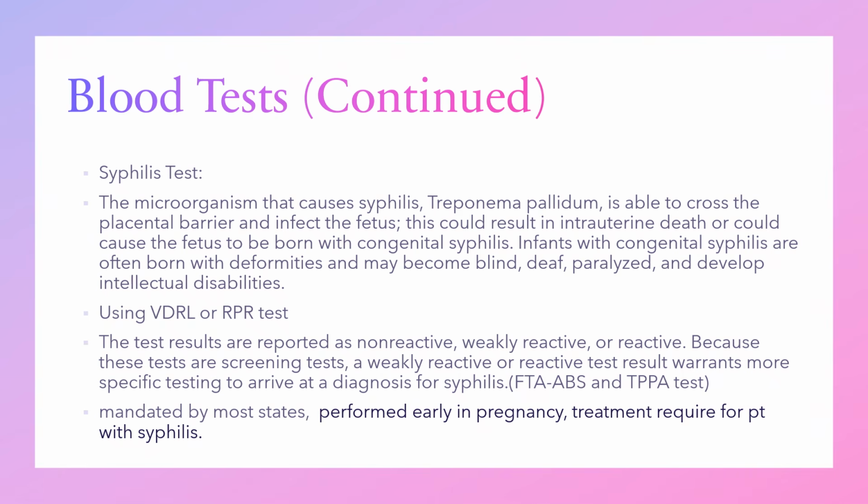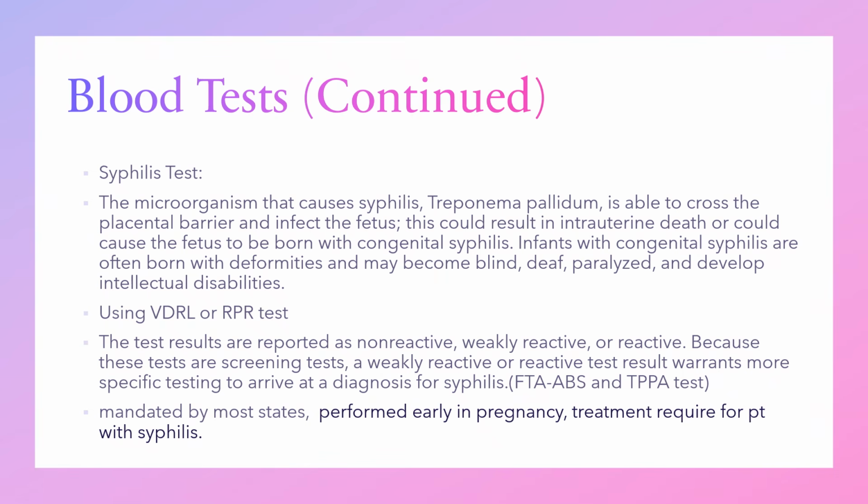The syphilis test. The microorganism that causes syphilis is able to cross the placental barrier and infect the fetus, which can result in intrauterine death or could cause the fetus to be born with congenital syphilis. Infants with congenital syphilis are often born with deformities and may become blind, deaf, paralyzed, and develop intellectual disabilities.